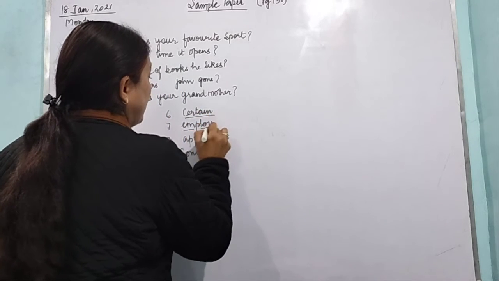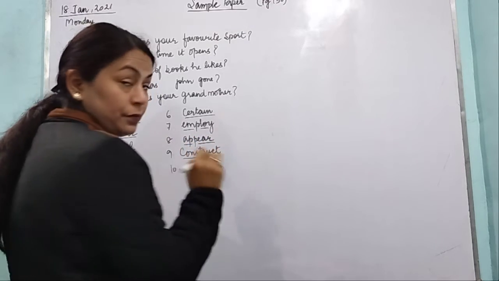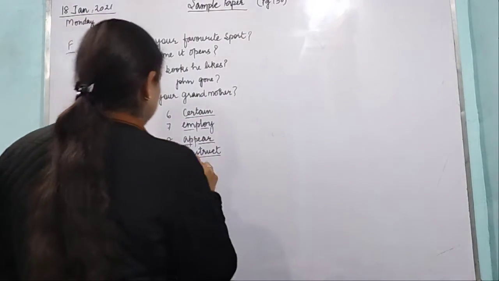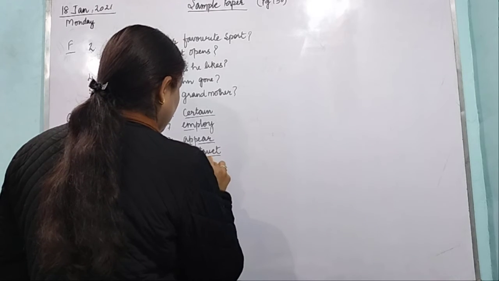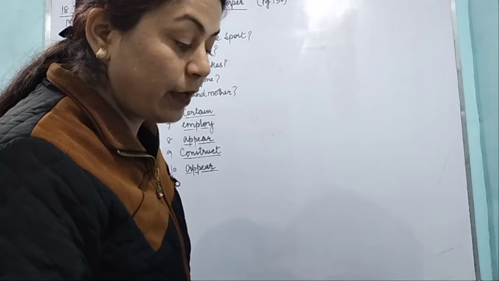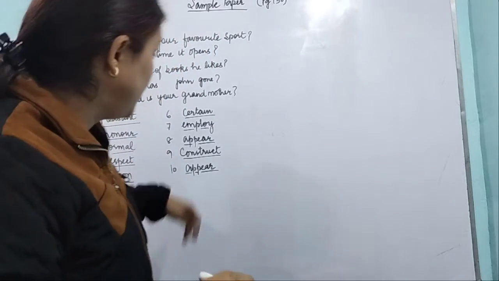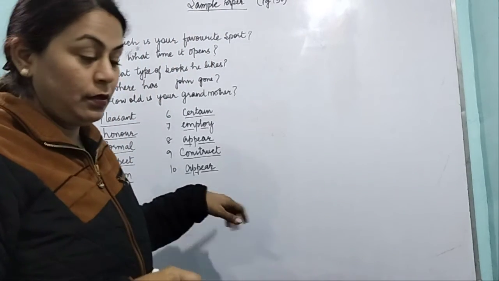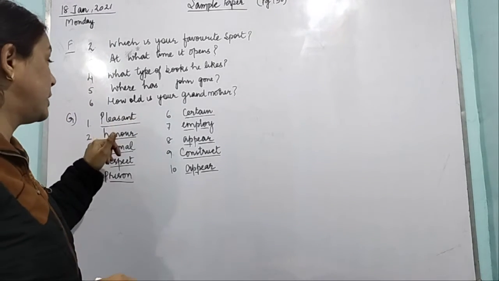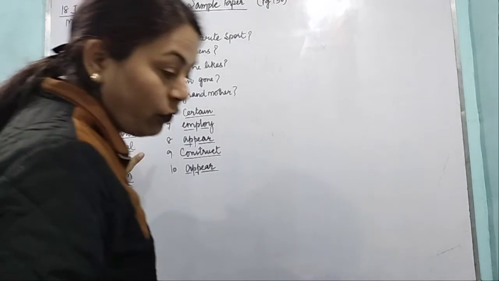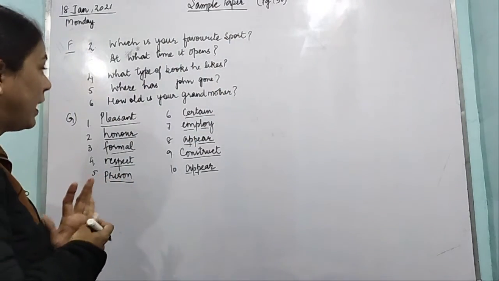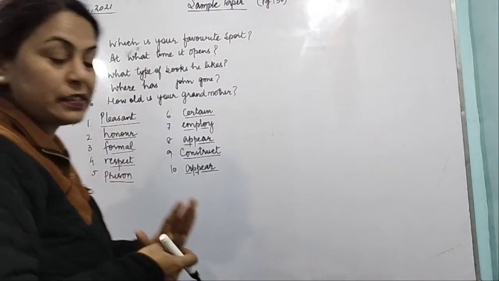So all you have to do is underline the base word here. All these are the base words within these words. We have formed these words using these words. So with pleasant we have made unpleasantness, dishonor, and what was made from formal? Informally. So like this we have to underline the base words.